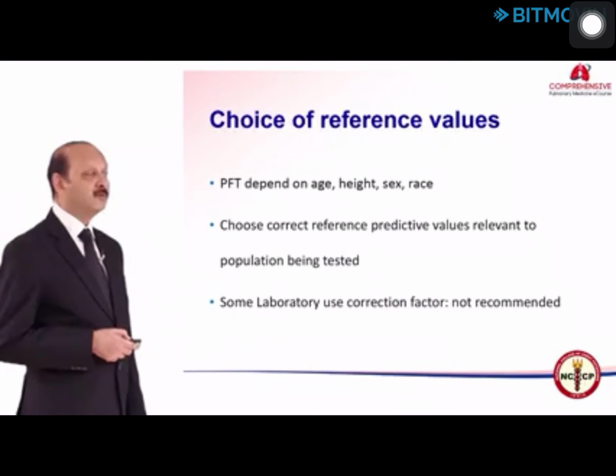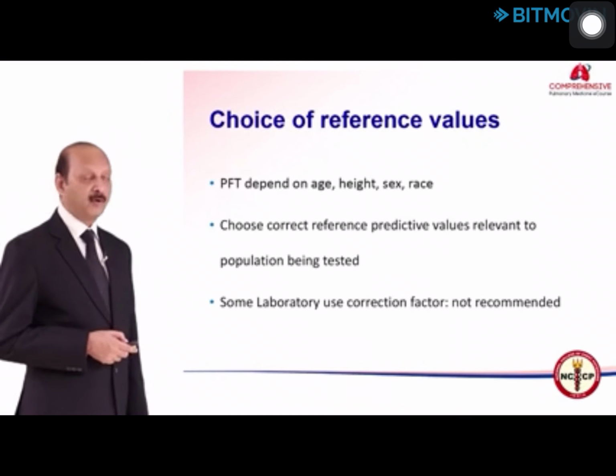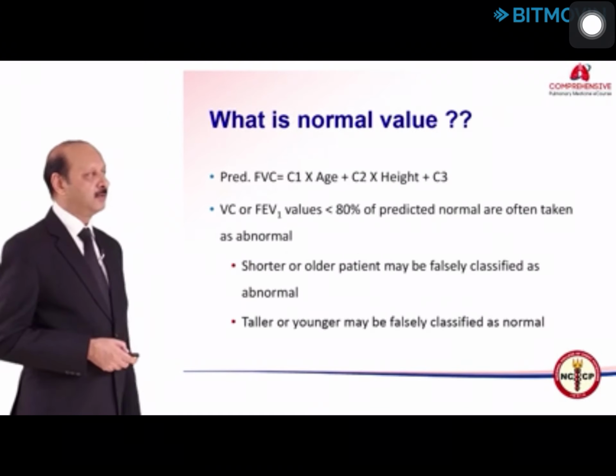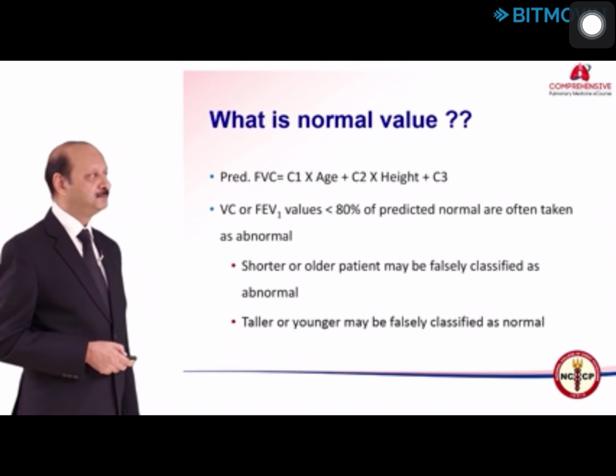Some of the laboratories use the European values and apply a correction factor of say 0.8 or 0.9. This is not a preferred option, it is not recommended, it should not be done. So as I said, using the cutoff of less than 80% of the predicted value is not a preferred option, but most of the laboratories are using it.